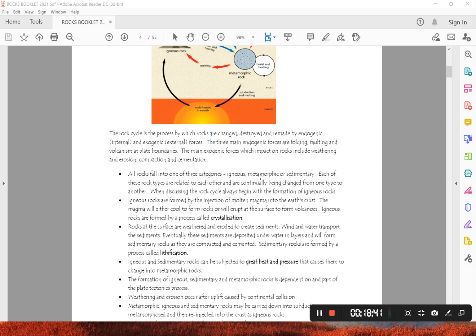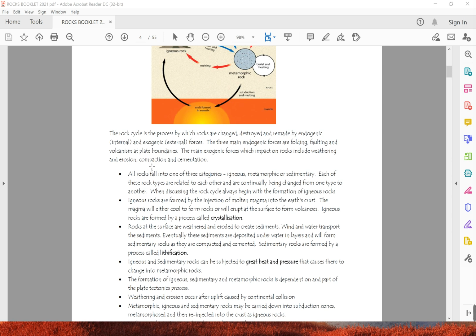So I'm just going to read through this because there's quite a lot in here. The rock cycle is the process by which rocks are changed, destroyed, and remade by endogenic, their internal, and exogenic, external forces. The 3 main endogenic forces are folding, faulting, and volcanism. Volcanism means volcanic activity, so anything that allows magma to rise to the surface. And these all happen at plate boundaries. The main exogenic forces which impact on rocks include weathering and erosion, compaction, that's just squeezing together, and cementation. If you see the word cement in there, cement means to stick something together.